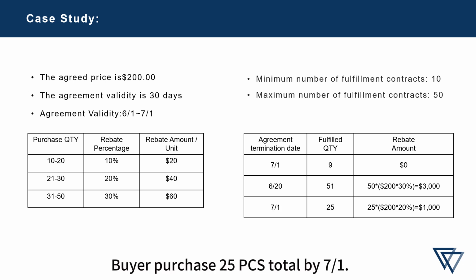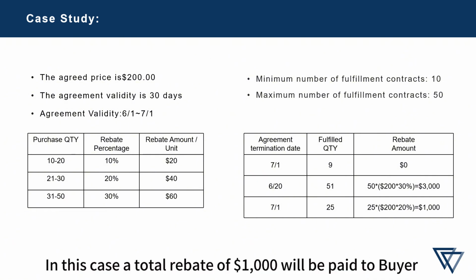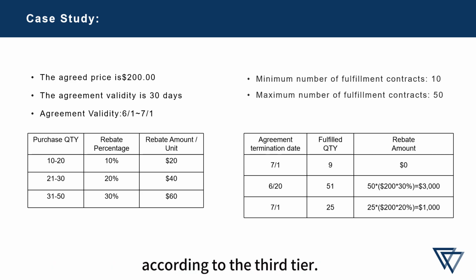Scenario 3. The buyer purchased 25 PCS total by July 1st. In this case, a total rebate of $1,000 will be paid to the buyer according to the second tier.